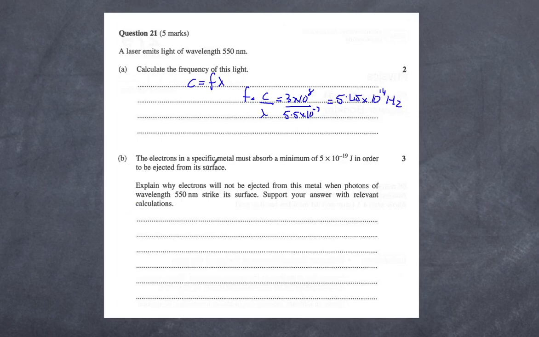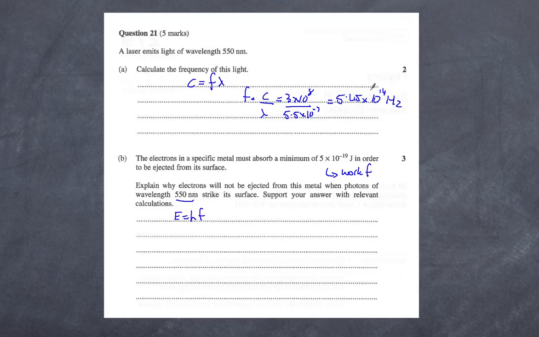It says the electrons in a specific metal must absorb a minimum of 5 by 10 to the negative 19 joules in order to be ejected from the surface. So this is the work function. It says explain why electrons will not be ejected from the metal when photons of wavelength 550 nanometers strike the surface, and support your answer with relevant calculations. So you can't just say it's not meeting the work function value. What you do is work out the actual energy. So energy, of course, is equal to hf.